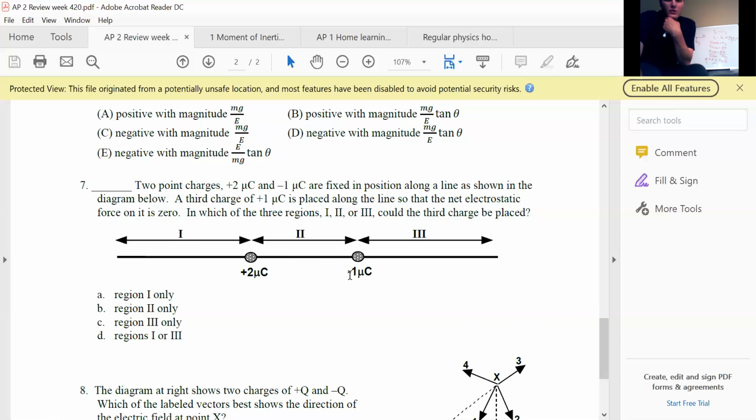And by the way, think about if these two had equal values. So instead of +2 and -1, what if this one's +1 and this one's -1? Well, in that case, there is nowhere that you could find an area where the net electric force is 0. So just something to think about.